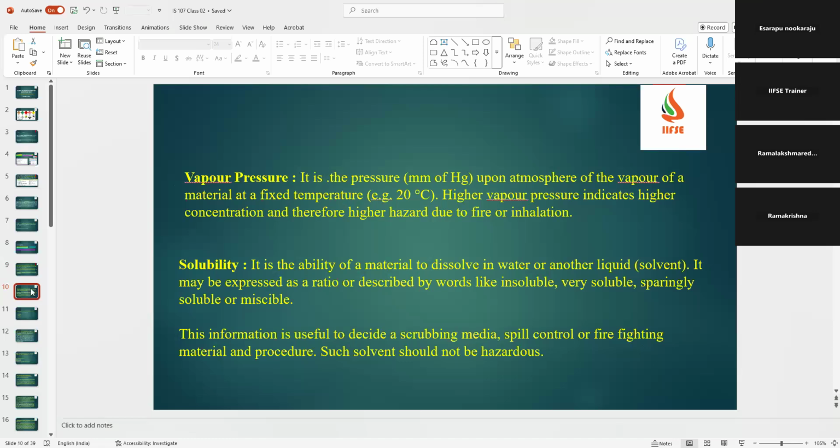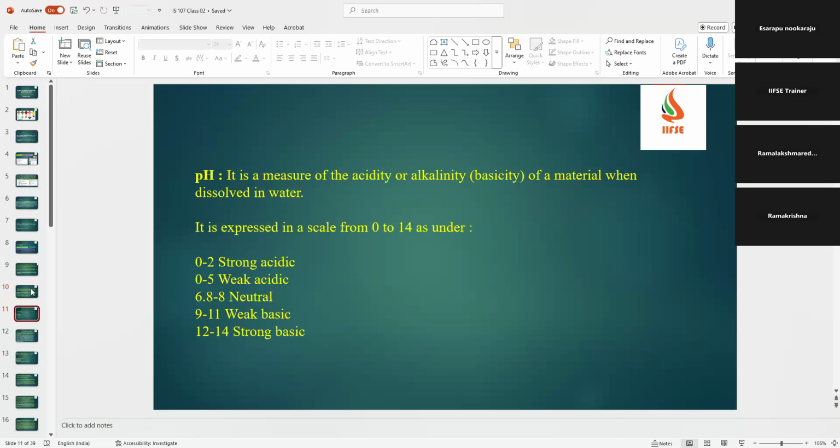This information is useful to decide the scrubbing medium. When I say solubility, we can choose a suitable scrubbing medium, so that any fumes or vapors are diverted to it, and for spill control, firefighting materials and procedures, the solvent should not be hazardous. For scrubbing material, solubility will be checked. Vapor density is suitable for ventilation design.